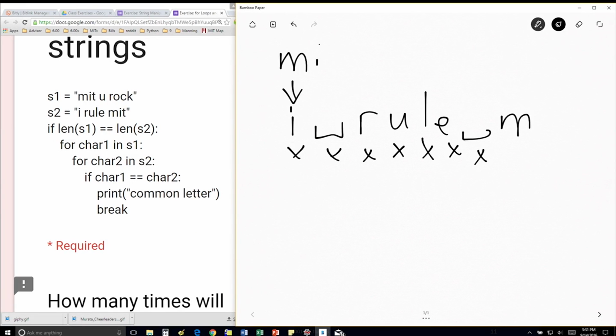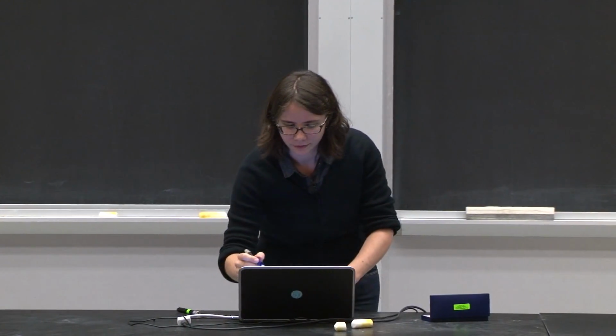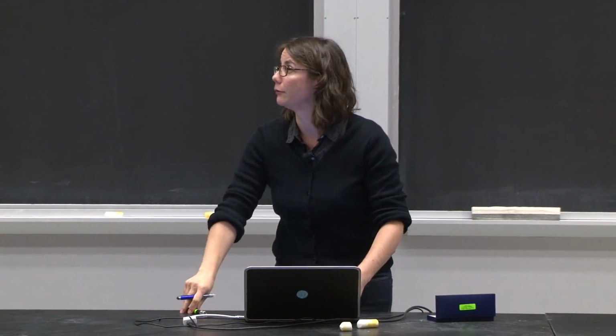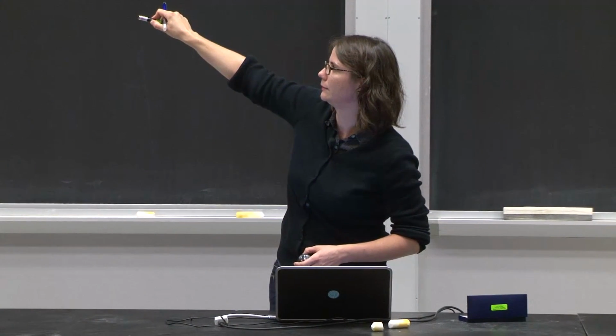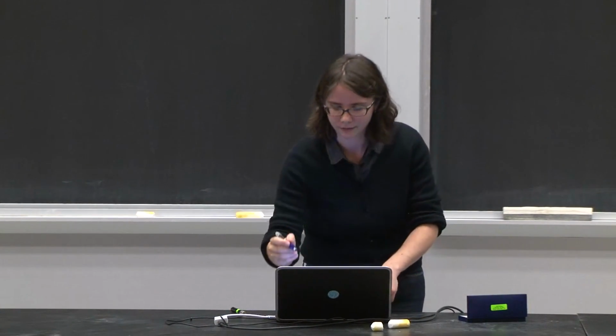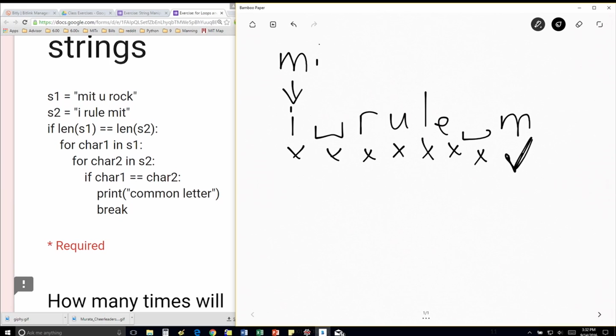So we're going to print out common letter, and then we're going to break. This break says, do not keep looking at the remaining letters in S2. Once we've found one that matches, stop right here, break, and print out the thing. And then go on to looking at I, which is the next letter in S1.